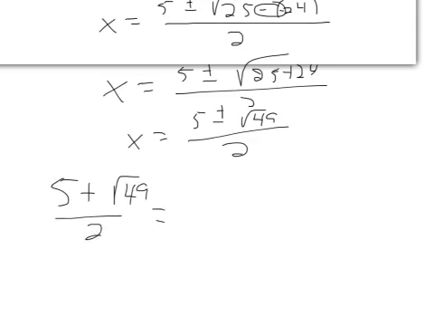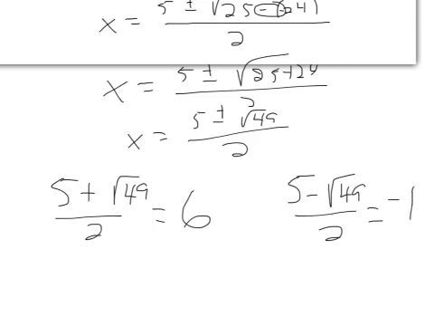Once we simplify that in our calculator, the answer we get will be one of the roots, one of the places that the quadratic crosses the x-axis. Then we also need to do 5 minus the square root of 49 divided by 2. So when I plug 5 plus the square root of 49 divided by 2 in the calculator, you get 6. When you do 5 minus the square root of 49 in the calculator divided by 2, you get negative 1. So that means that the graph crosses the x-axis at 6 and negative 1.